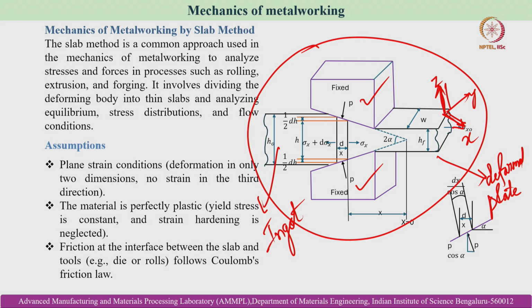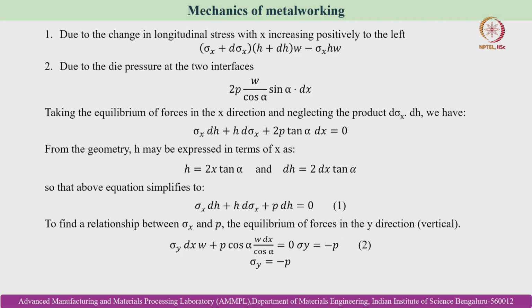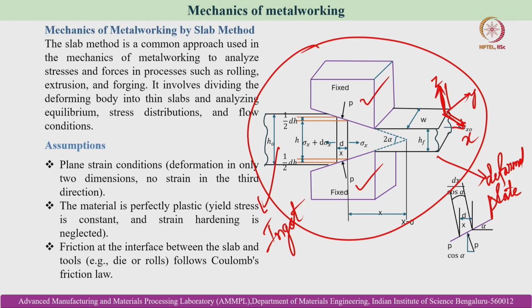So, yield stress is constant and no strain hardening is happening. So, it is neglected, and friction at the interface between the slab and tools, that is die or rolls, follows Coulomb's law of friction. So, these are the basic assumptions that have been considered in this slab analysis. Due to the change in longitudinal stress with x increasing positively to the left, so that you can understand. So, x is increasing positively towards the left.